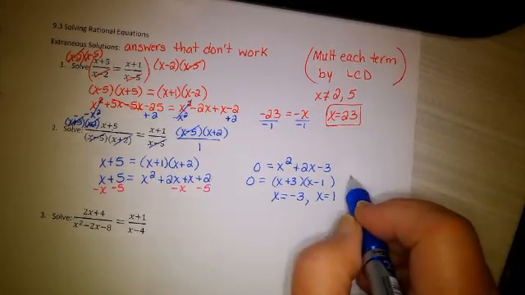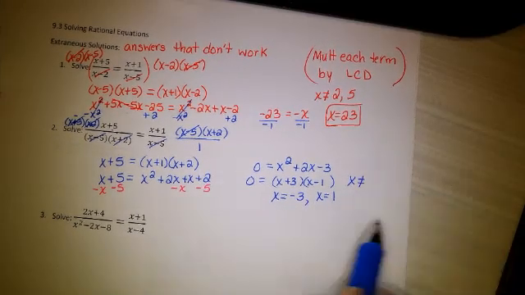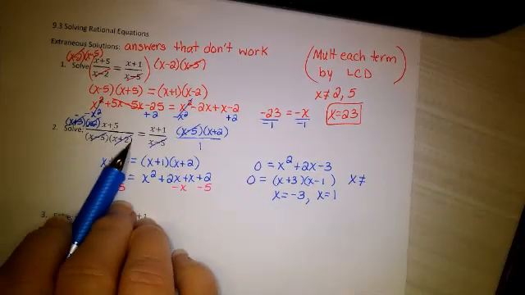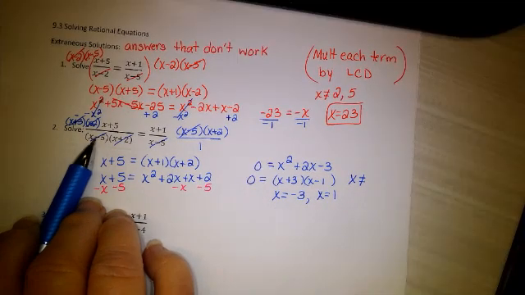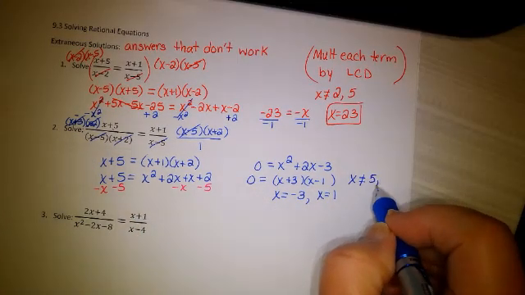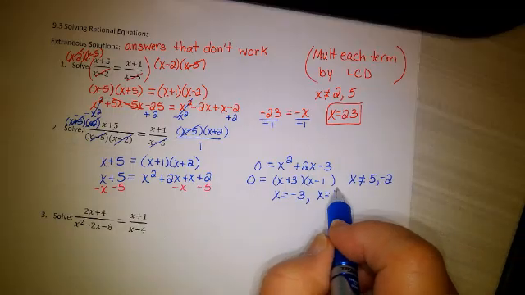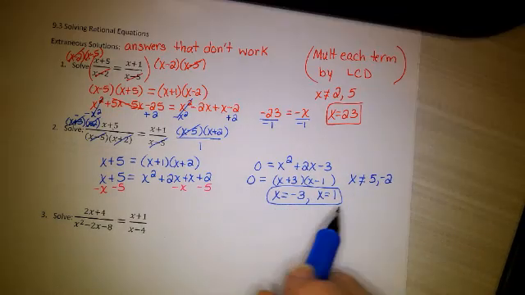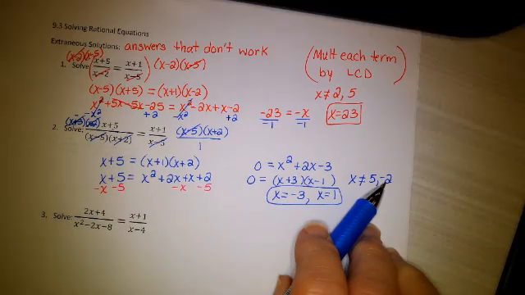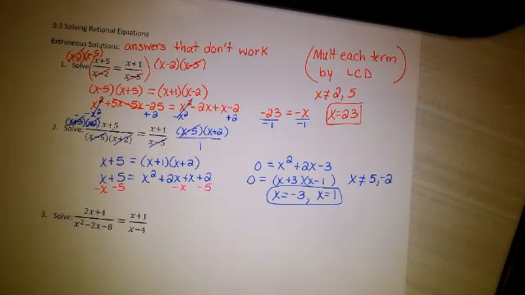Well, let's look at our restricted values real quick. Make sure we haven't used one of them. Go back to your original denominator. x can't be 5 and x can't be negative 2, which is okay because neither of our solutions are the restricted values. If they were, we would just cross it out and say, that didn't work.